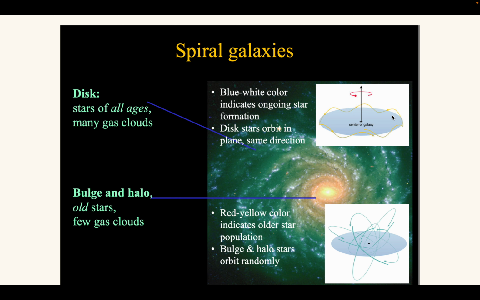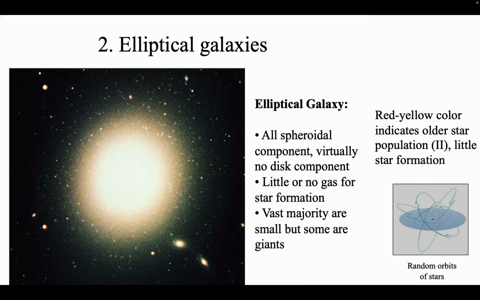So the disk stars and the bulge stars have different orbits in spirals, and their types are also different. The disk stars are mainly bluish-white stars, and the bulge stars are mainly redder, low-mass stars. The next type of galaxy is the elliptical galaxy. Ellipticals generally have very low gas content.